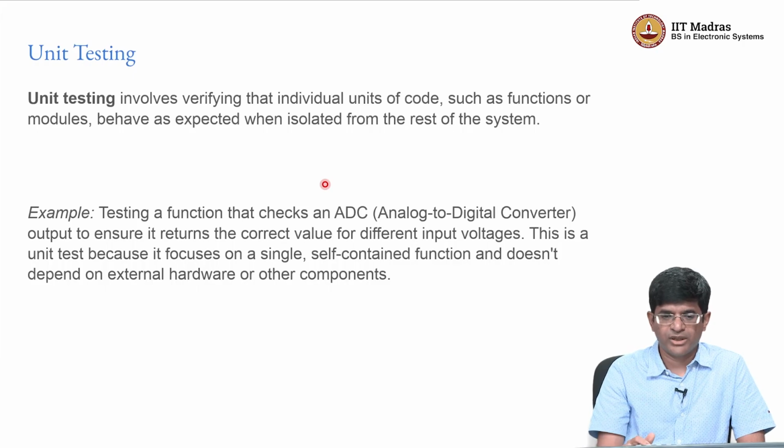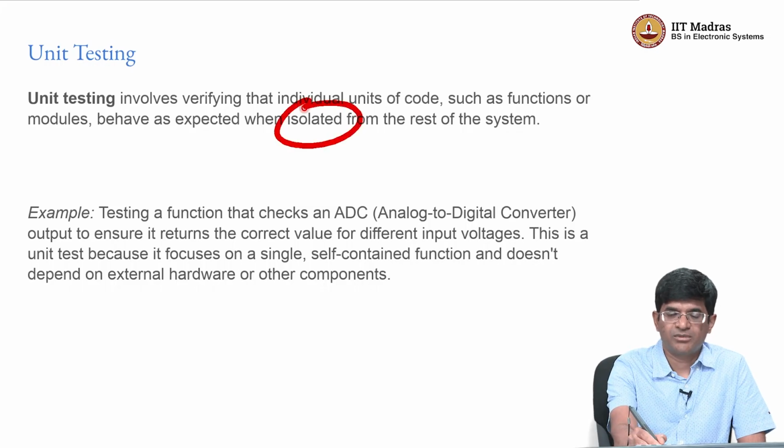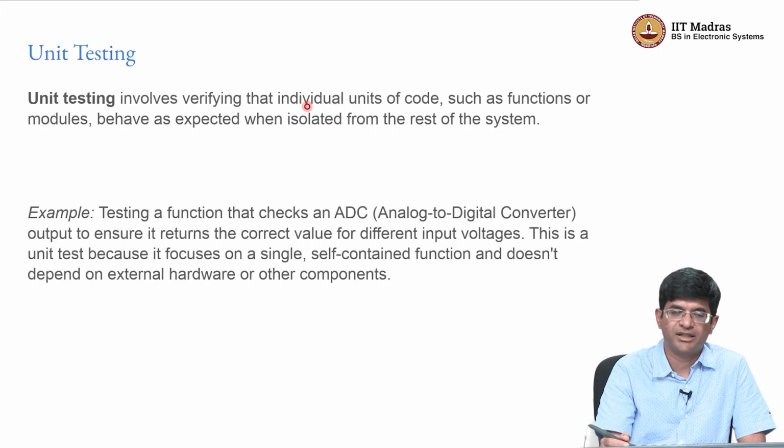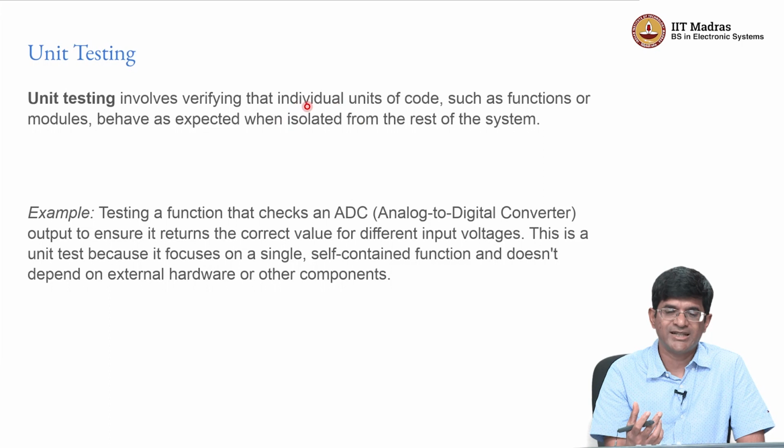So just to dig a bit deeper, right, unit testing in other words involves verifying that individual units of code, such as individual functions or perhaps modules in some cases, behave as expected when isolated from the rest of the system, right? So unit tests in other words are in some sense isolation tests. They also say that that particular function should be checked by itself without having to depend on the rest of the system being available. An example could be where, let's say that you know that there is an A to D converter, it could be the temperature sensor, right, and you want to check that it returns the correct value for different input voltages.